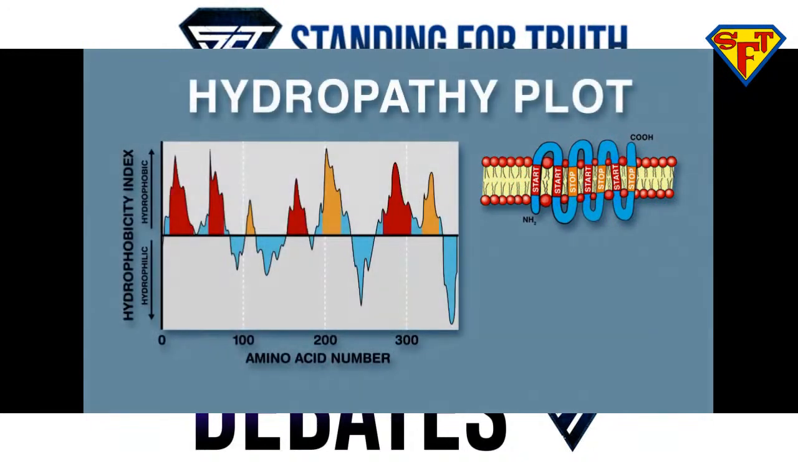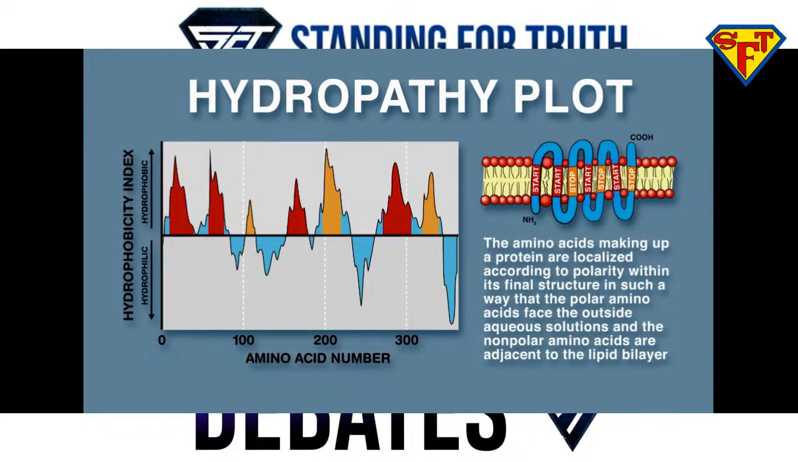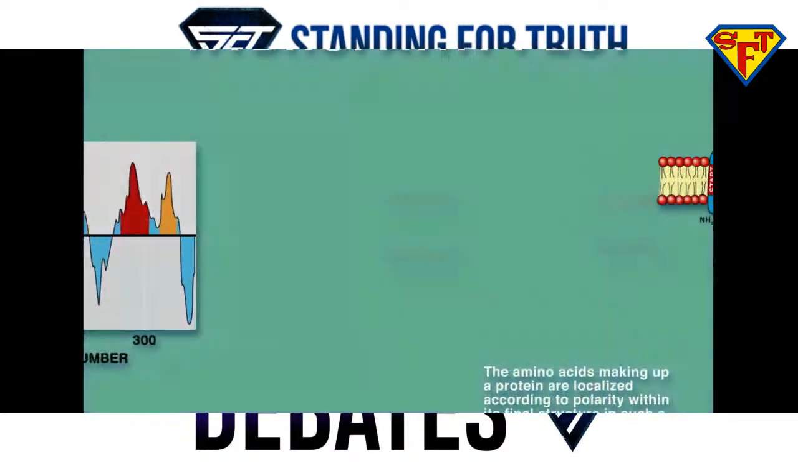Transmembrane protein structure can be predicted using a hydropathy plot, which has hydrophobicity index on the y-axis and amino acid number on the x-axis. The amino acids making up a protein are localized according to polarity within its final structure, in such a way that the polar amino acids face the outside aqueous solutions, and the nonpolar amino acids are adjacent to the lipid bilayer.